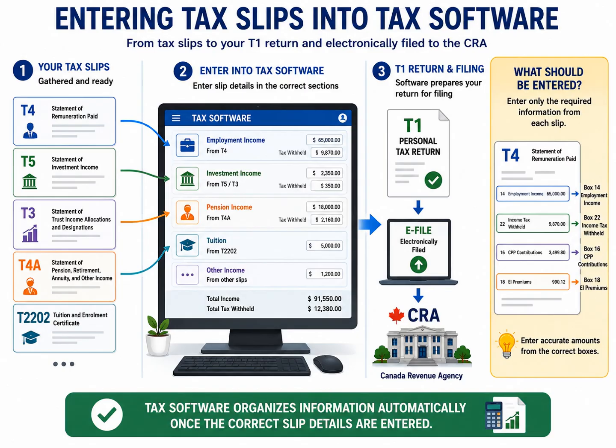When everything has been reviewed, the completed return can be filed electronically with the Canada Revenue Agency using the software's electronic filing feature. The most important point to remember is that tax software is only as accurate as the information you provide. Enter the values carefully from the correct boxes on each tax slip, and the software will do the calculations and organize the return for you.